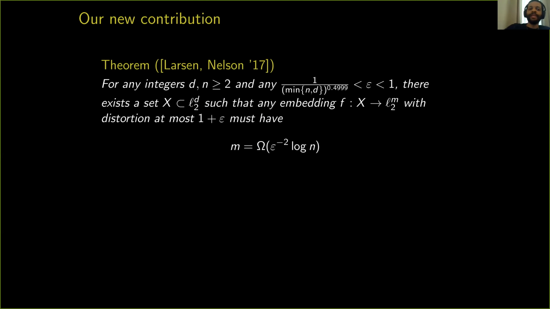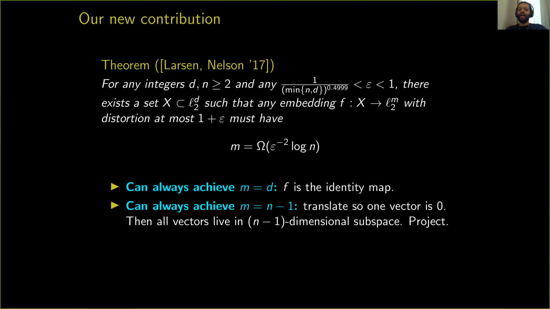So here's the theorem. For any dimension d, for any number of vectors n, and for any epsilon that's not too small, there is a set of endpoints in R^d such that any embedding, any map into dimension m, must, with distortion at most 1 plus epsilon, have target dimension at least (1/ε²) log n. Okay.